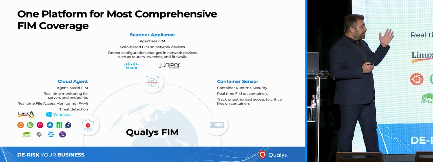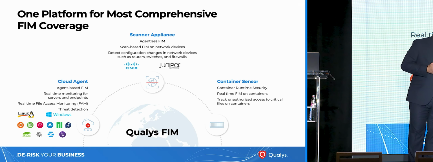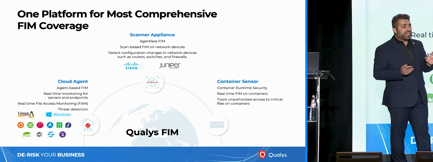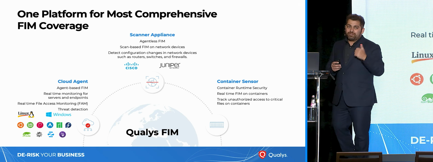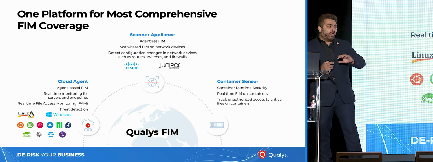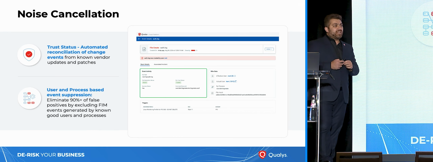Now the other sensor is the scanner appliance. That gives you FIM on network devices, so if any changes are made in your network devices, they will be captured. And then the container sensor will give you FIM on containers. So all of your blind spots are covered by this. Now, what are the key features?